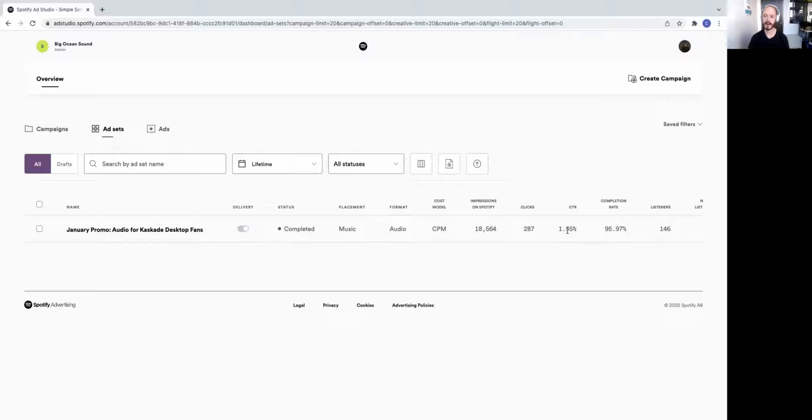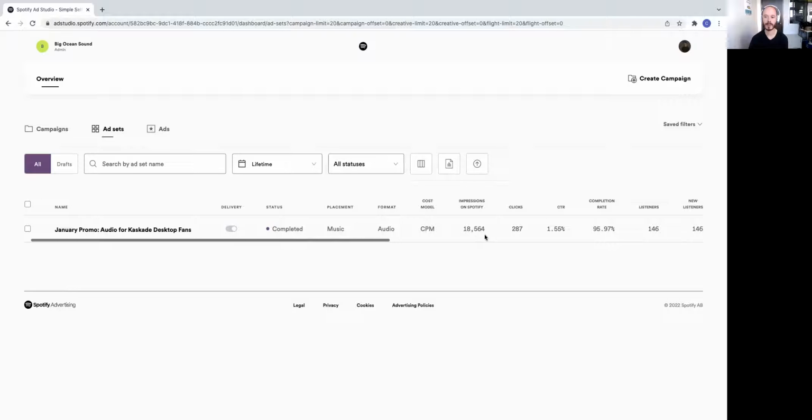So 1.55, this was the percent of people who clicked who were originally impressions. I'd say that's pretty decent. So if you know that you're going to get around 18,000 impressions if you spend around $250, and you get a 1.55 click-through rate, that means you're going to get 287 clicks. Just really simple math. If you 10x my budget and you end up getting 180,000 impressions on Spotify with the same click-through rate, then you're going to get 2,870 clicks. Look at that. So ads are math at the end of the day. So just remember that.